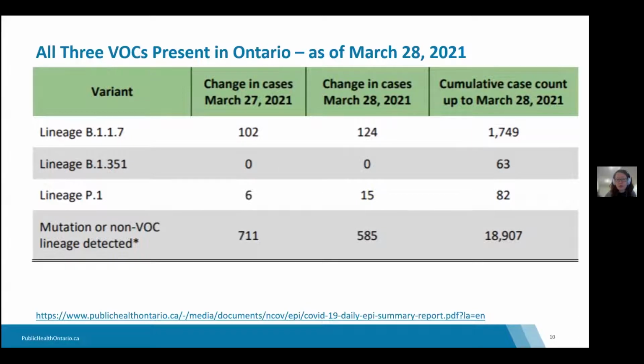So all three of these variants have been detected and are present in Ontario. Looking at the numbers up to March 28th, the vast majority of the variants that we have seen have been the B117 mutation, that's been the most we've been able to confirm. However, we do have detections of both the B1351 and the P1, and a large number of viruses where we know that there's some mutation present, but have not been fully characterized to say which one of the variants it is.